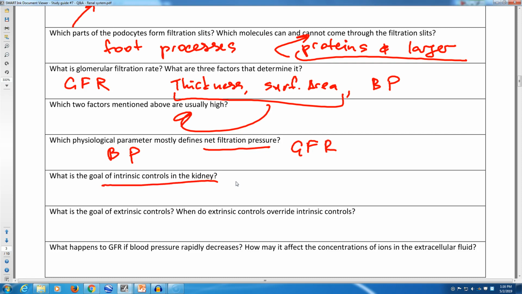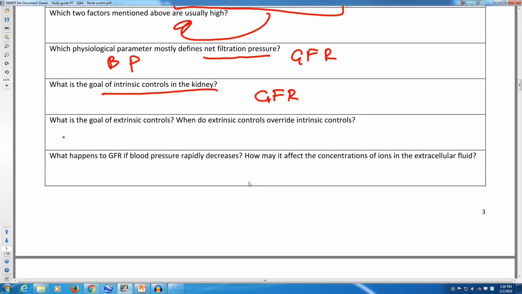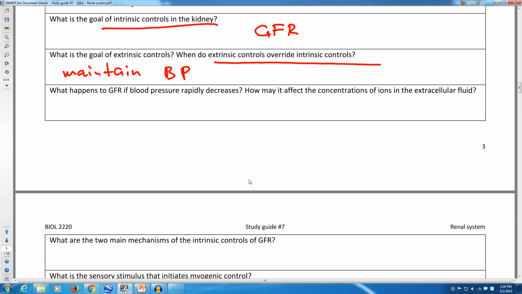Intrinsic controls control GFR. Extrinsic controls maintain blood pressure. Extrinsic controls override intrinsic controls in case of abnormally elevated or abnormally low blood pressure. So if blood pressure decreases, GFR decreases. When GFR decreases, filtration basically stops. Ion concentrations will be imbalanced.